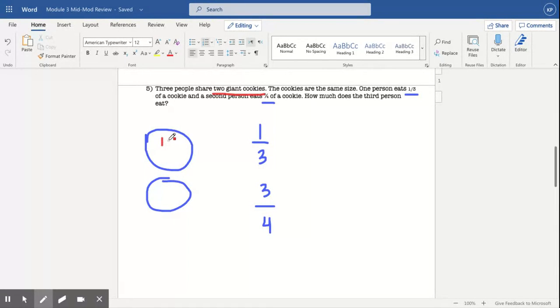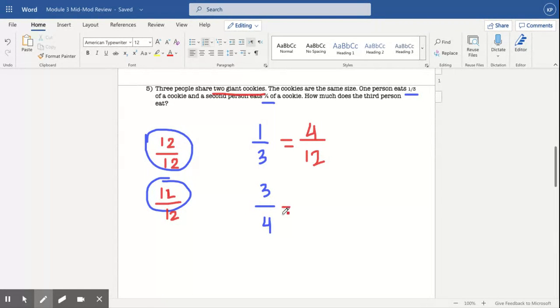Each of these wholes will now be 12 twelfths. And the pieces eaten, we will now multiply to turn them into twelfths as well. So what do we have to multiply 3 by to turn it into 12? We multiply it by 4. So that's what we're going to multiply the top by as well. 4 times 1 is 4.